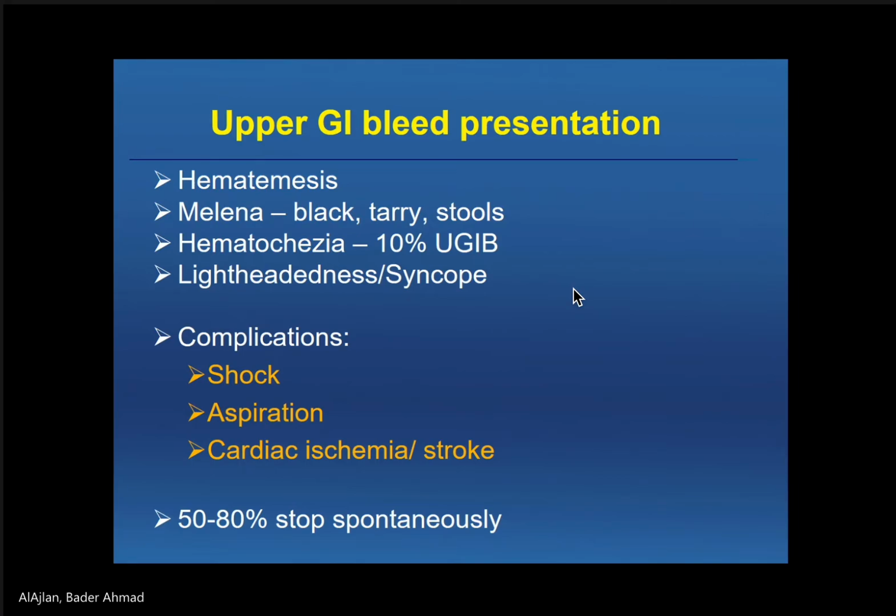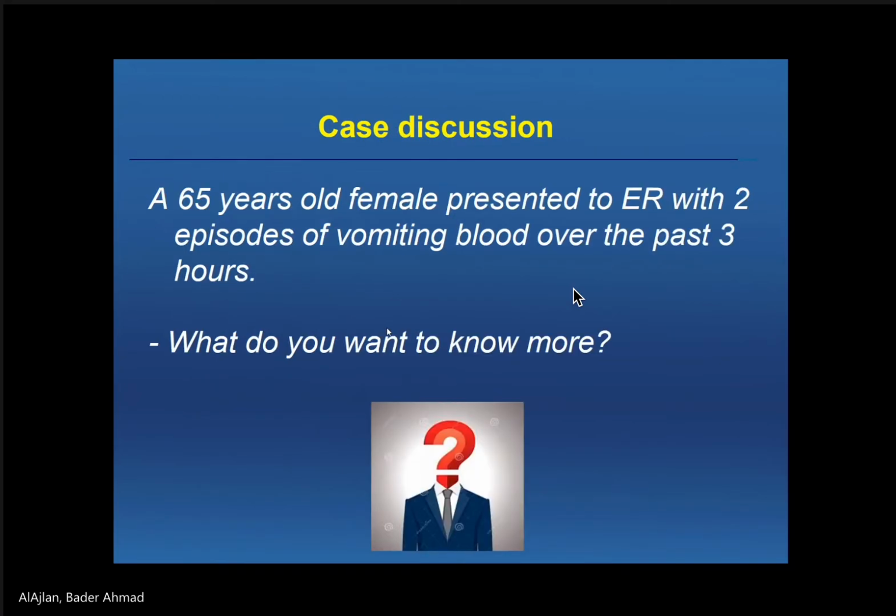Lightheadedness and syncope can also be a presentation. Of course, complications can happen from this, like shock, aspiration because they vomited blood, or ischemia because they're losing a lot of blood during the GI bleeds. Most of them spontaneously resolve, but sometimes we need to do an intervention for these kinds of upper GI bleeds.